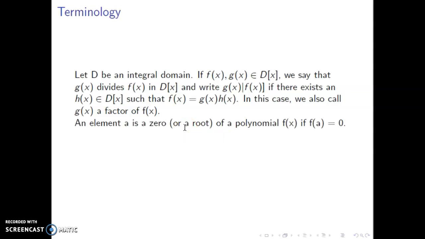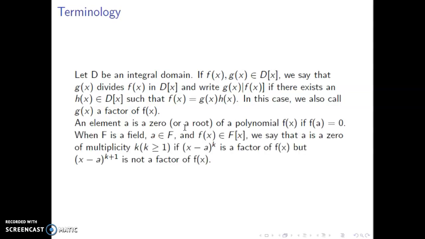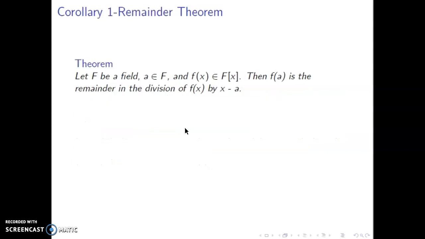An element a is a 0 or a root of a polynomial f of x if f of a is equal to 0. When F is a field, a is an element of F and f of x is a polynomial over F, then we say a is a 0 of multiplicity k if x minus a raised to k is a factor of f of x, but x minus a raised to k plus 1 is not a factor of f of x.